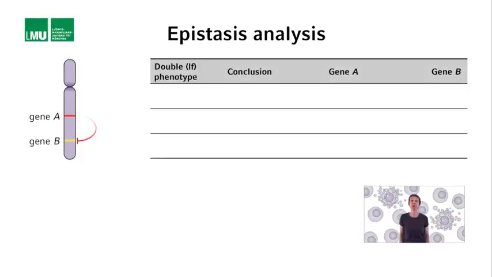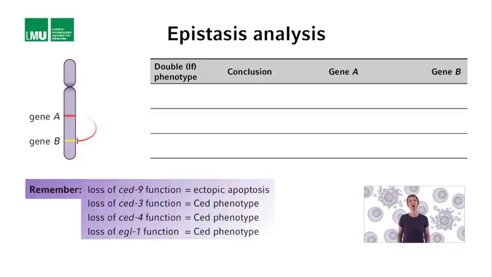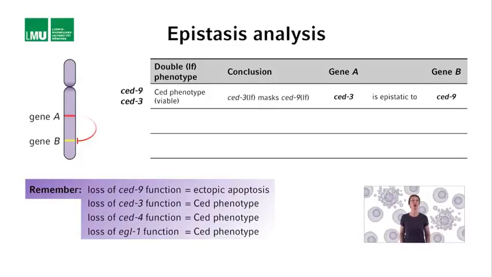Double mutants were made between the genes that cause opposite phenotypes when inactivated. Double mutants were made basically carrying a Z9 loss of function mutation and either a loss of function mutation of Z3, Z4, or AGO1. In the double mutants, cell death was then analyzed. Remember, the loss of Z9 function results in ectopic apoptosis and therefore embryonic lethality. The Z9, Z3 double mutants were viable, and they had a general block in apoptosis, a Z phenotype. For this reason, the loss of Z3 function suppresses or masks the loss of Z9 function, and Z3 is therefore epistatic to Z9. The same was found with Z4.